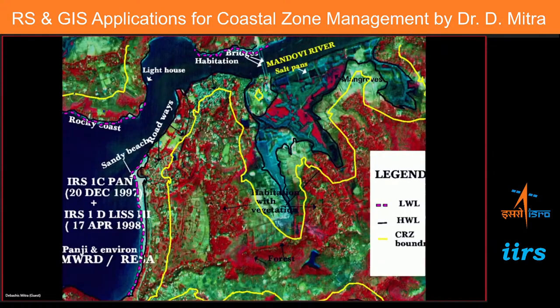So these are all CRZ mapping. CRZ, from the high water line, 500 meters towards the coast. So this is the Panaji area. The yellow line is the CRZ boundary. Here the black one is the high water line. The dotted is the low water line.